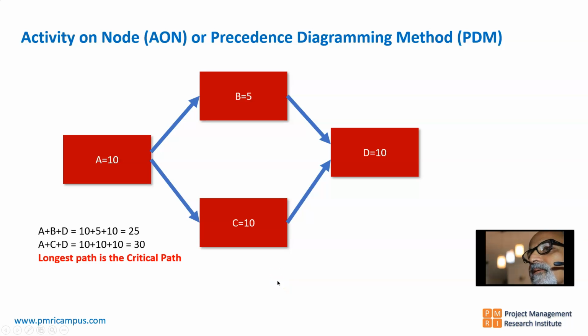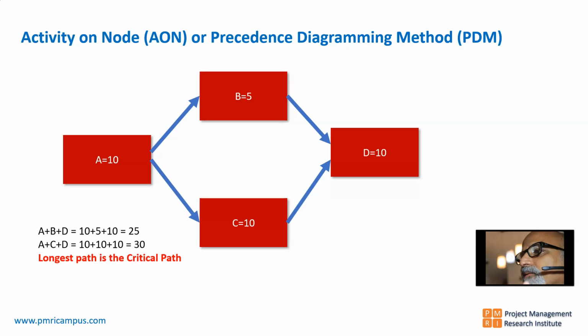Now the same thing I've represented using an activity on node diagram, which is also known as precedence diagramming method, where activities are on the nodes and then they are connected by arrows. So here also we have two paths, ABD, that is 10 plus 5 plus 10, that is 25, and we have ACD, that is 10 plus 10 plus 10, that is 30. So ACD is the critical path. Irrespective of whether you are following an activity on arrow diagram or activity on node diagram, the duration of the critical path, which is the longest path in the network, will be the same.